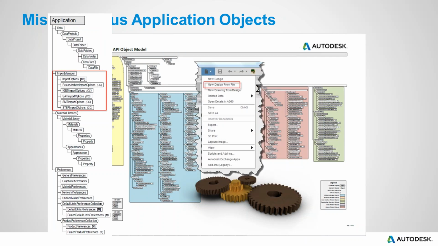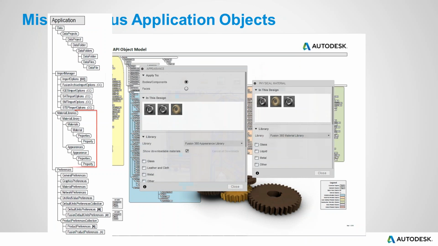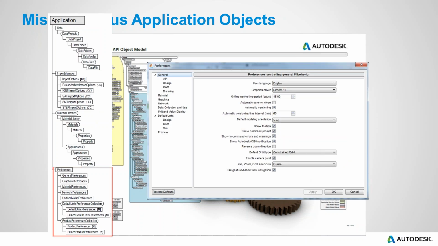This import manager is essentially the equivalent of this new design from file, although the API supports a little bit more than the UI does. So I can also import into an existing file instead of having to create a new file. This area provides access to materials and appearances, those libraries. And then this area, of course, is the preferences. So it's the equivalent of all the information that's in this dialog.